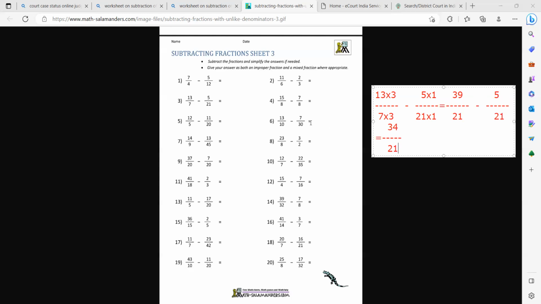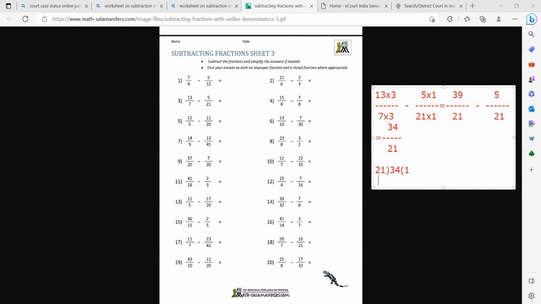Then which is the next sum? Number 4. Oh no, we have another step remaining. Let's see, can we divide it by any other number? No, it cannot be divided by the same number. So we need to divide it. 21 and 34. This gives us 1 as in 21. 4 minus 1 is 3. 2 minus 3 is 1.